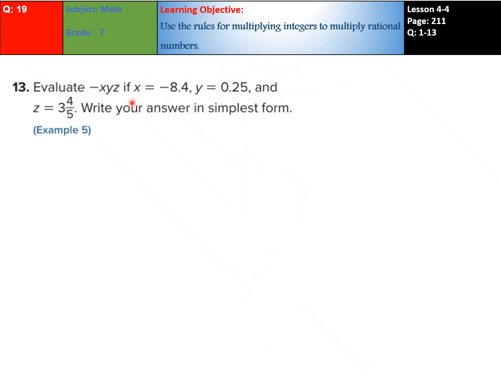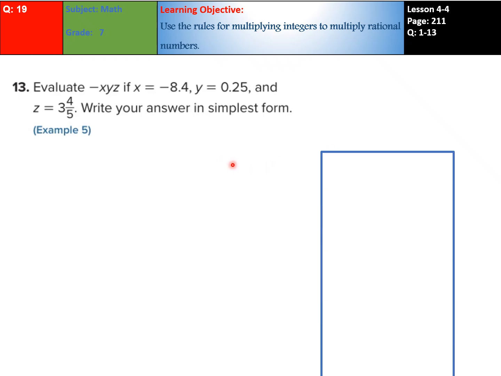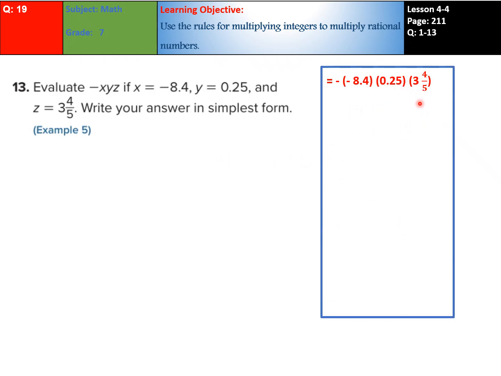Evaluate minus xyz when the values are given. First step, replace the values of x, y and z. One of them is a mixed number, the other two are decimals. So you can convert all of them into mixed numbers or fractions. Simplify them. We had two negative signs, negative and negative will become positive. Then multiply the numerators with numerators and denominators with denominators. Or if you can, simplify them.